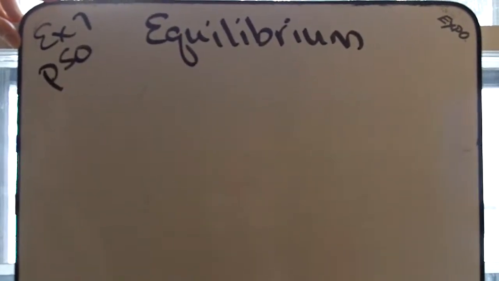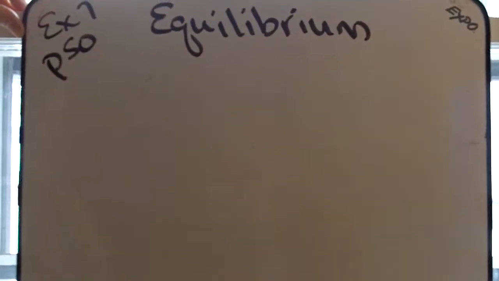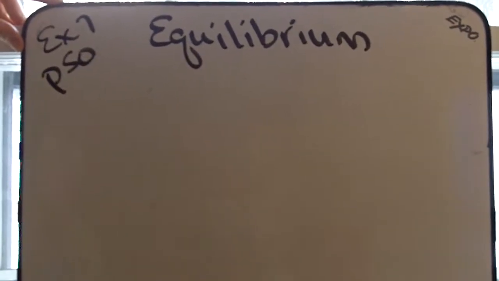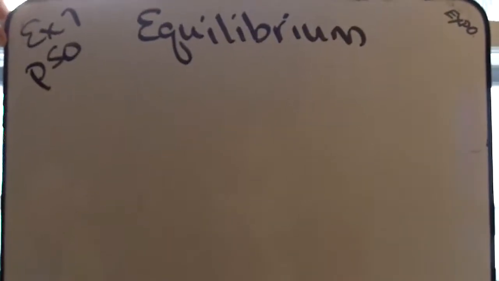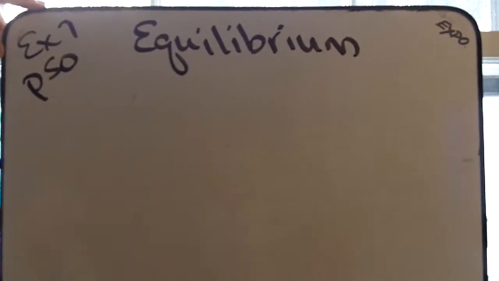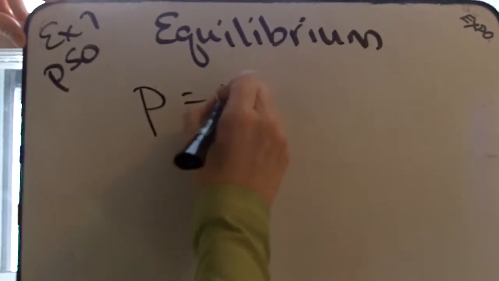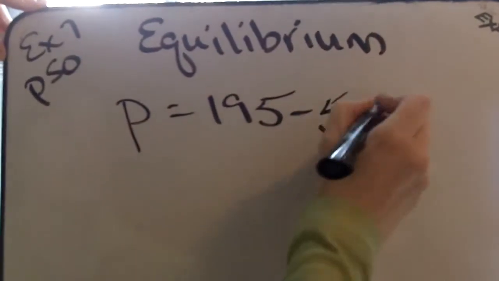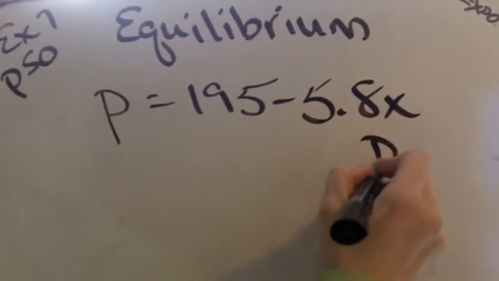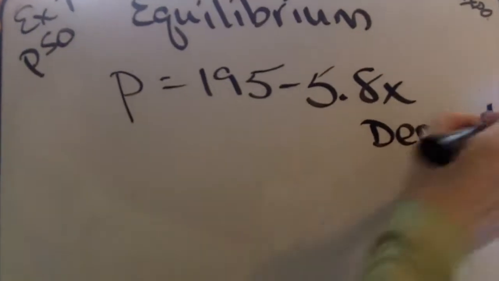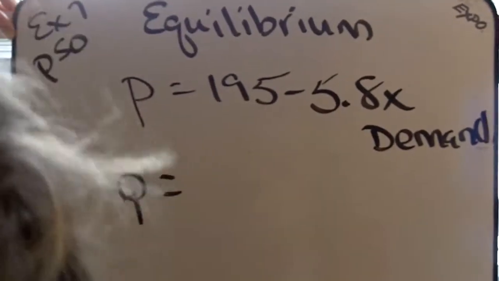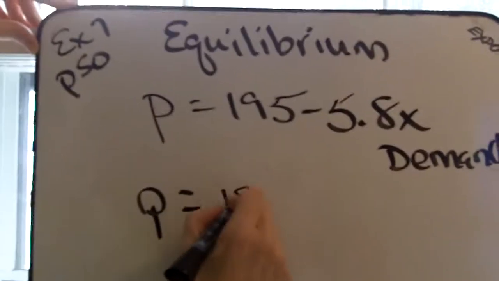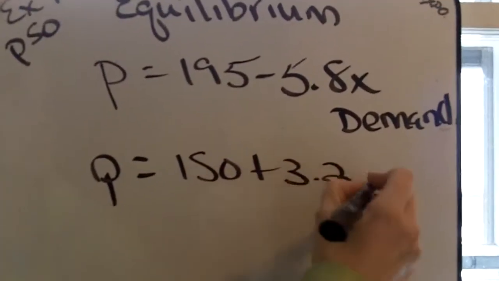The next example I want to do is equilibrium. Example 7 on page 50. This is from section 1.2. In this problem, we are given a demand equation, which looks like this: P equals 195 minus 5.8x. That's demand. And a supply equation, P equals 150 plus 3.2x.